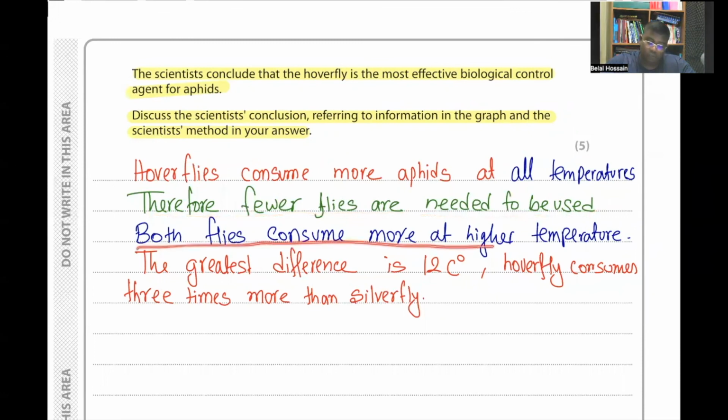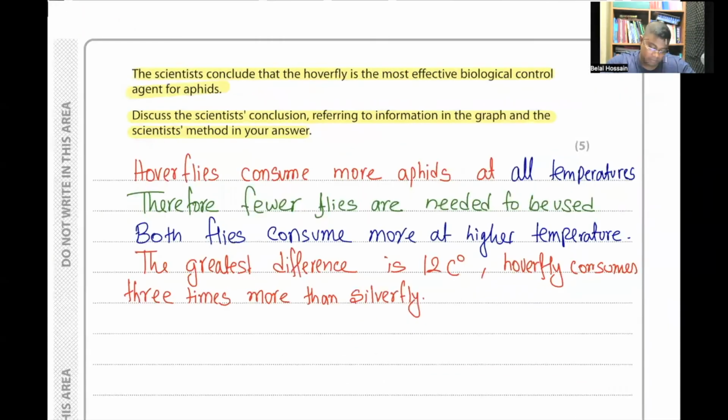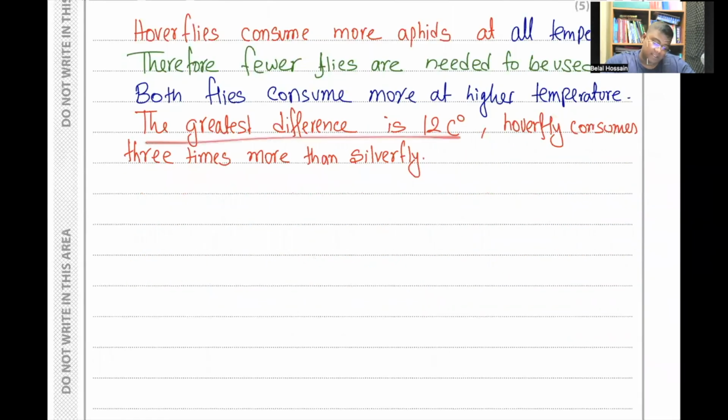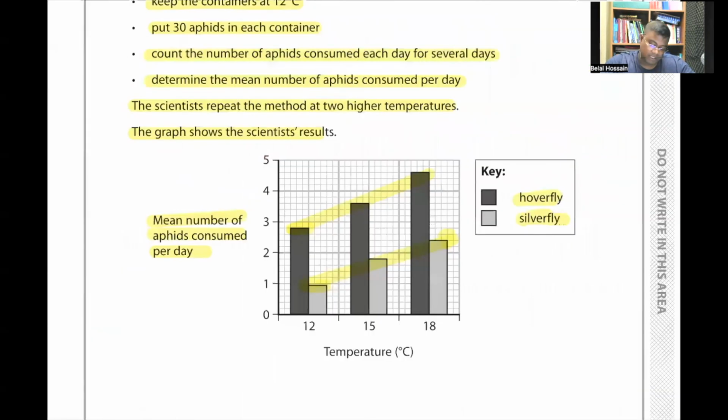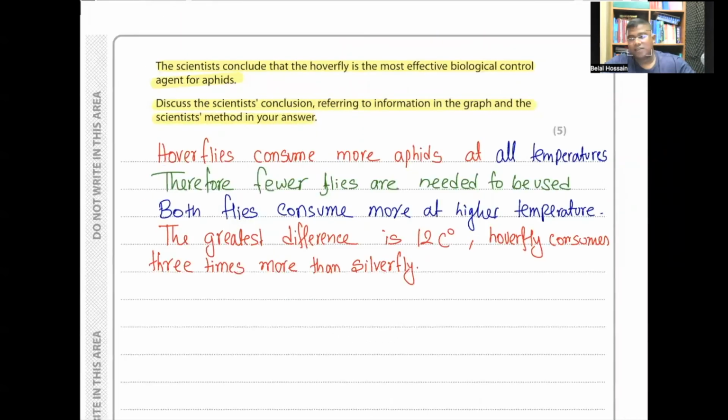Both flies consume more at higher temperature. We can see both flies at higher temperature are consuming more aphids. And the greatest difference, all right, is at 12 degrees Celsius, where we can see the hoverfly consumes almost 3 times more than the silver fly. As you can see, at 12 degrees Celsius, the hoverfly consumes about 2.8, whereas the silver fly consumes about 0.9. So you can see that is almost 3 times more than that of the silver fly.